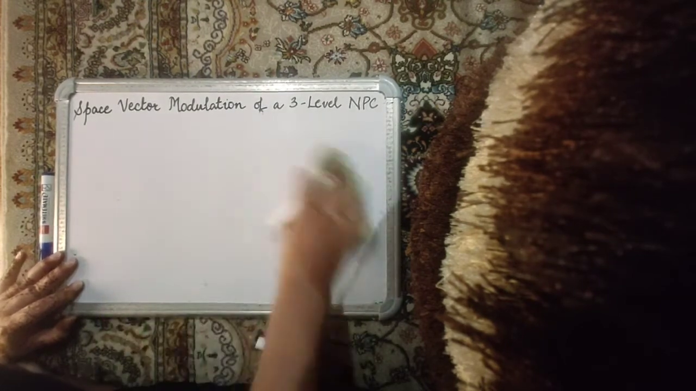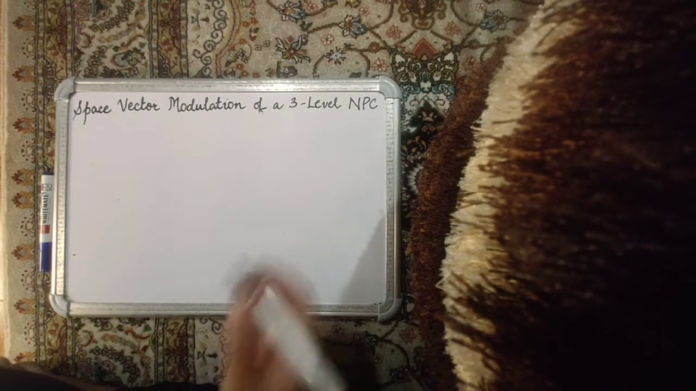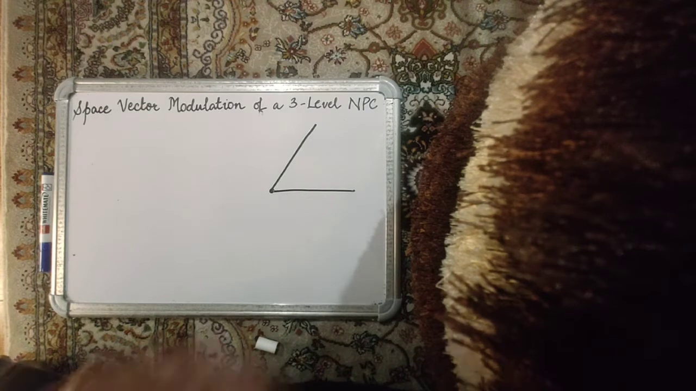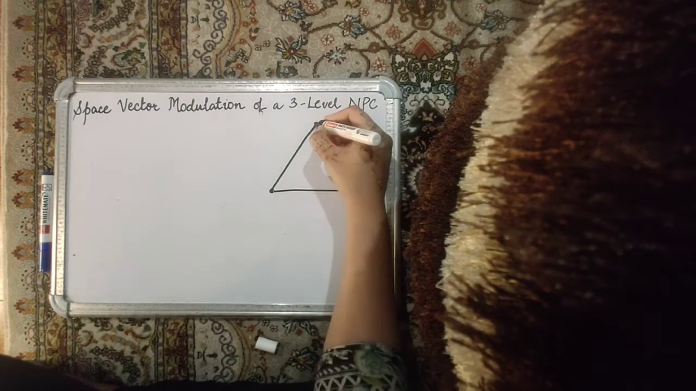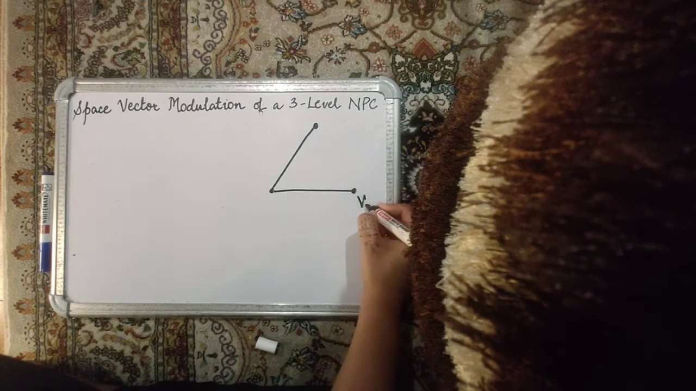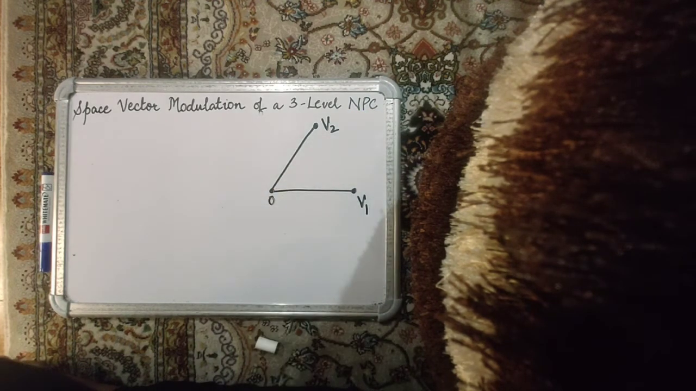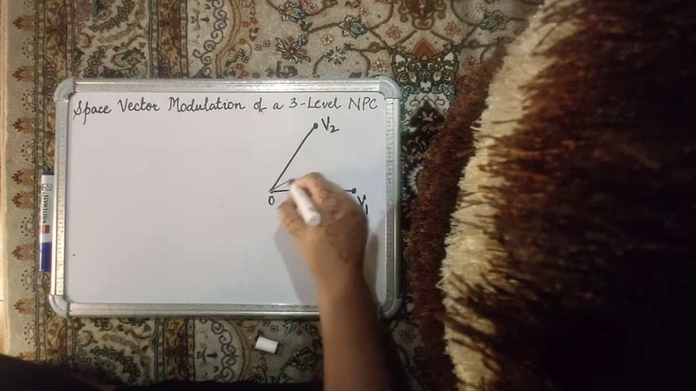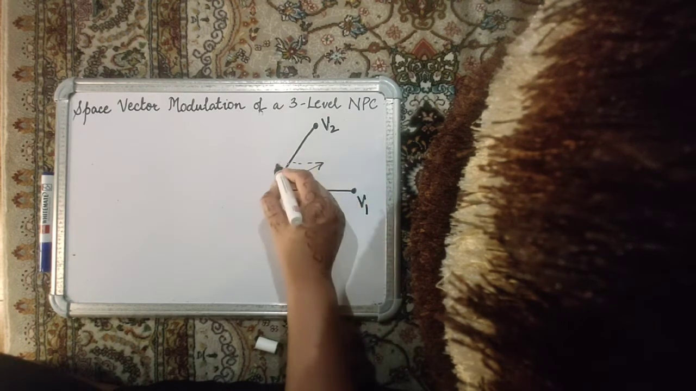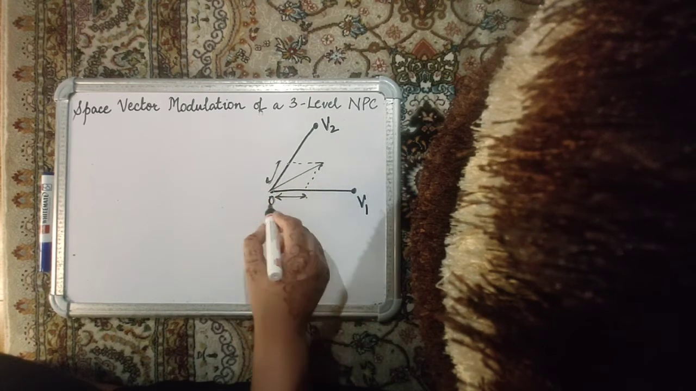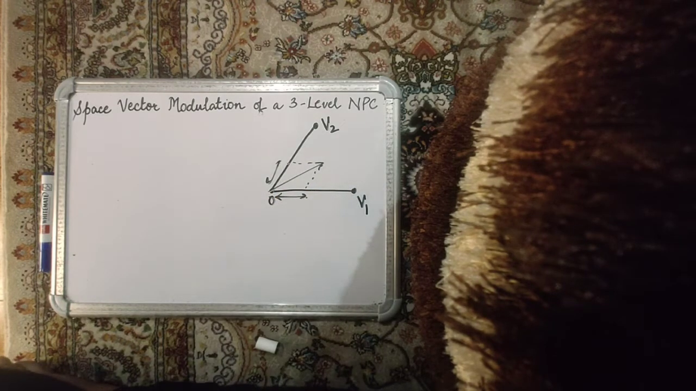Suppose you have to generate a reference space phasor in a 2-level VSI, and currently you are in some sector within a certain 60-degree interval, and you have only 3 choices: either switch V1, or switch V2, or switch the 0 vector. Depending upon the length of the reference vector, you will then find for how long you have to switch V2, for how long you have to switch V1, and for the remaining time you will of course switch the 0 state. We have already discussed this time and again.